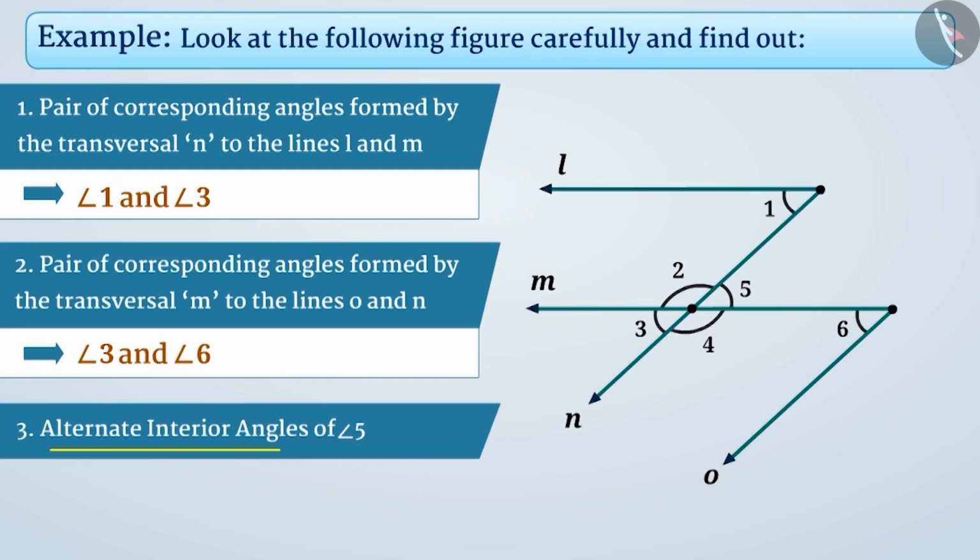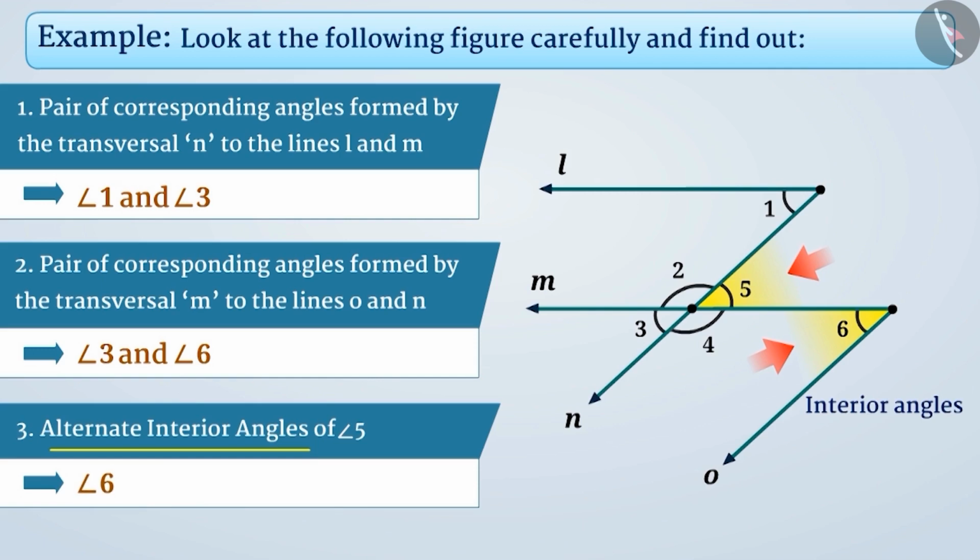Now let's find the alternate interior angles of angle 5. If we talk about angle 6 formed by the transversal M to the lines O and N, its vertex is different from the vertex of angle 5. Both angles are interior and on the opposite sides of the transversal M. Therefore, we can say that angle 6 is the alternate interior angle of angle 5.